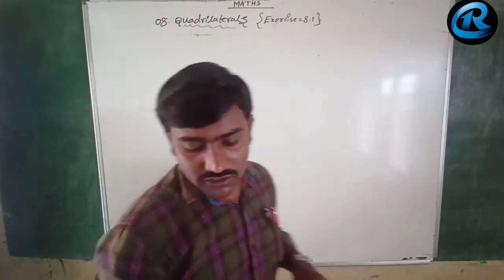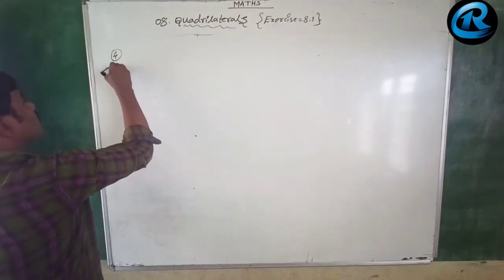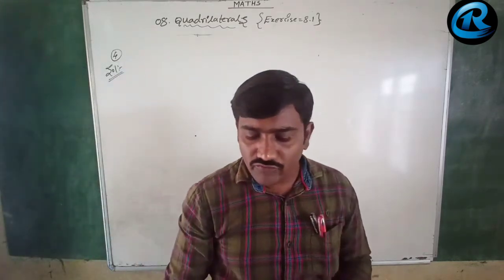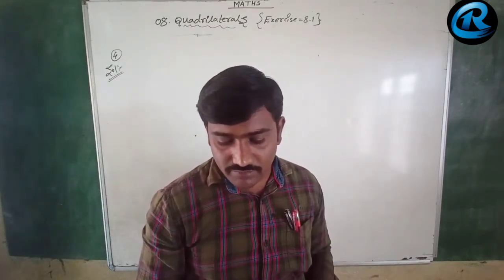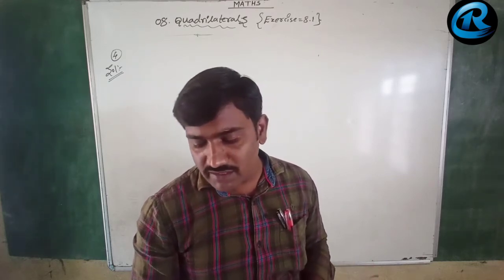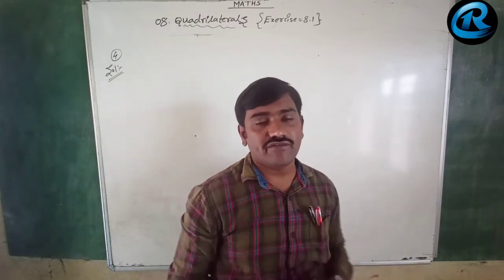So next, question number 4. Let's see this question number 4 now. The four angles of a quadrilateral are in the ratio 1:2:3:4. Find the measures of each angle of the quadrilateral. Find the measures of each and every angle.